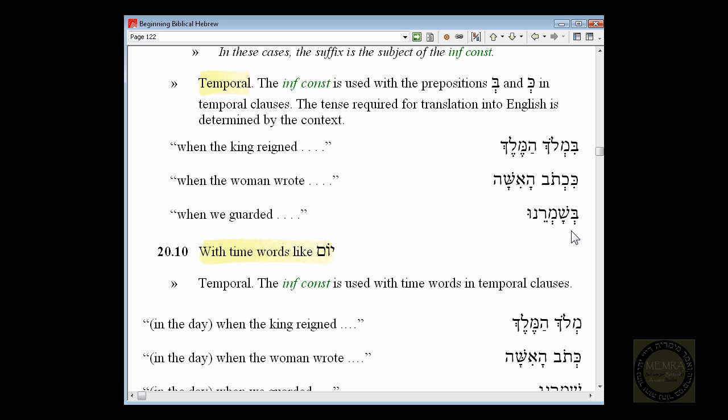Again, you need to be thinking of both object, subject, but this is the way I can tell you it's going to be working for the most part. It's going to be when, and then you should look at the end for your suffix, a subject, and then the meaning of your verb. So when we guarded. So bet and kaf, again, temporal. And when you see a suffix attached to that infinitive construct, consider it. Think of it first as, does it work as the subject in that phrase, translating that form into a phrase, into something meaningful? Because that's typically what it's going to be.